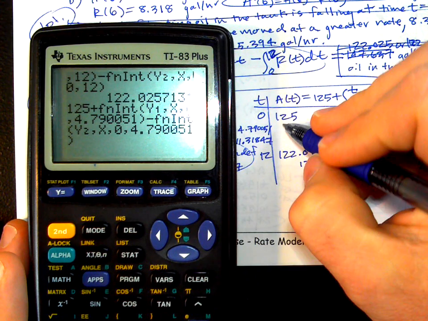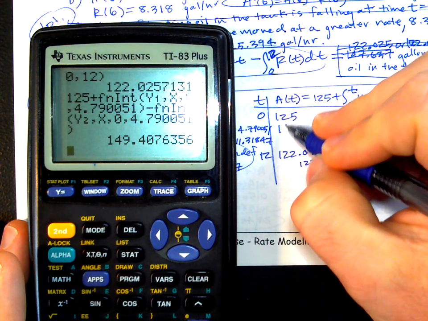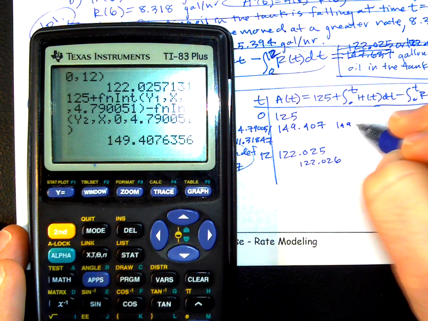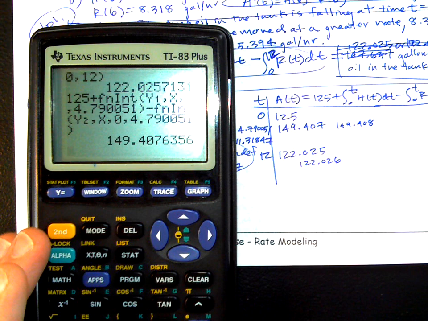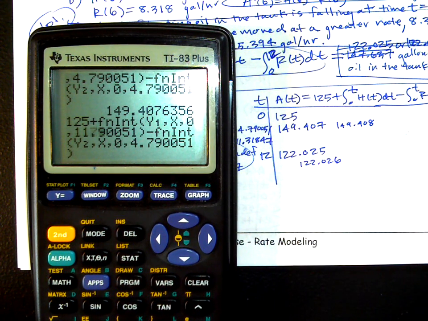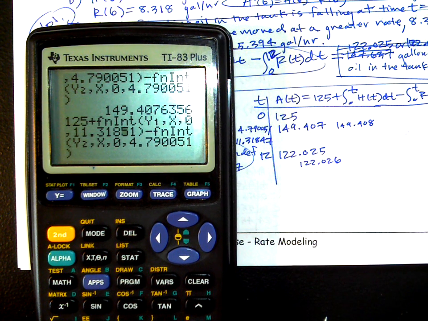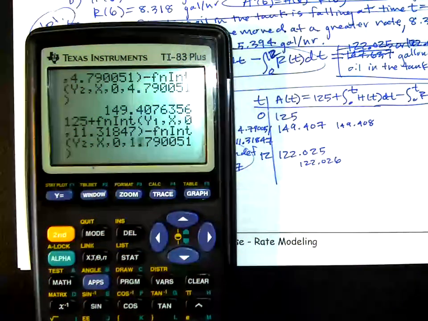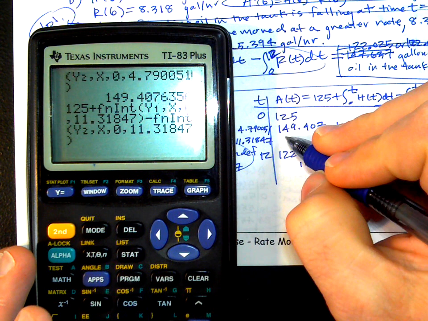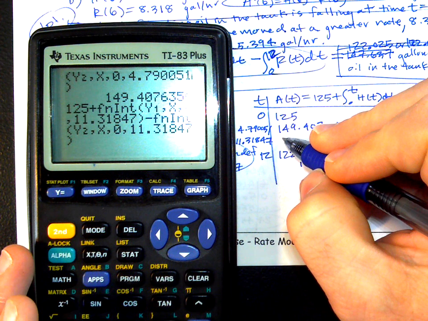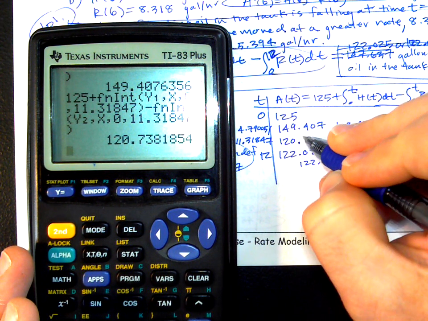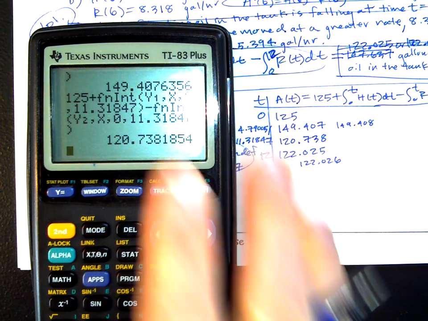So this is going to give you the amount for this one, 149.407 or 149.408 if you want to round. And then I'm going to do it again and replace those fours with 11.31847. 11.31847. And I get, take a deep breath, calculate slow, 120.738. Rounded or truncated, it's the same.